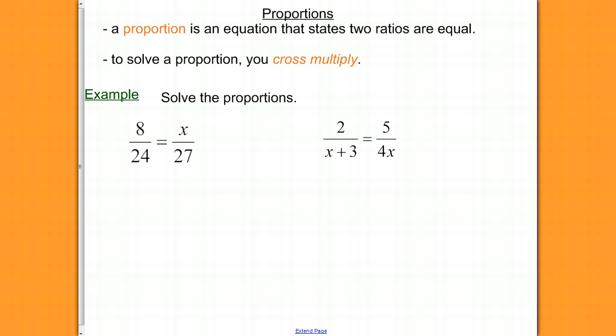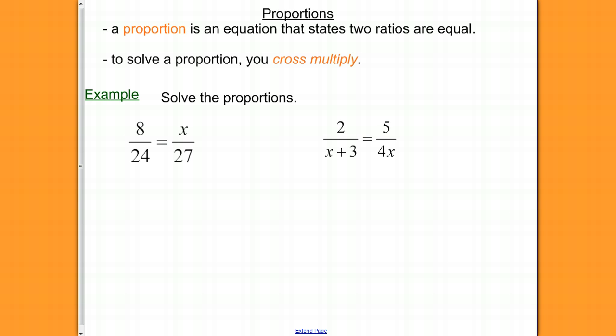All right, so ratios are just a comparison of two numbers. It's a fraction, one number divided by another number. A proportion is an equation that says these two ratios are equal to each other. To solve a proportion, like it says, you're going to cross multiply. The idea of cross multiplication is it gets rid of the fractions, it gets rid of those ratios.